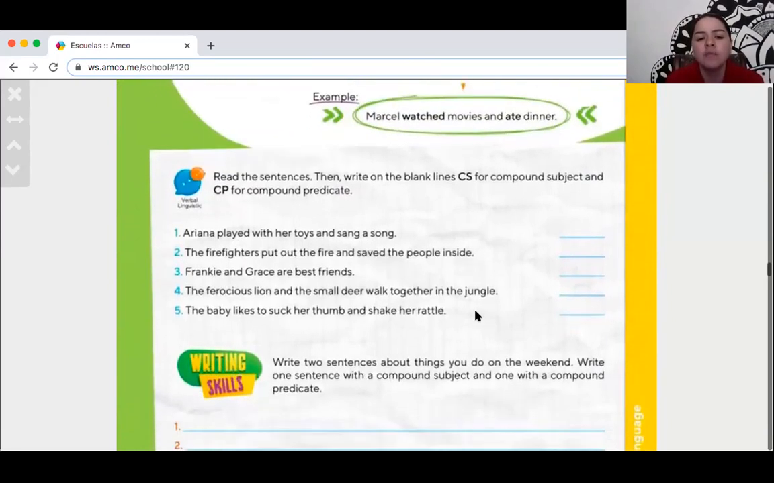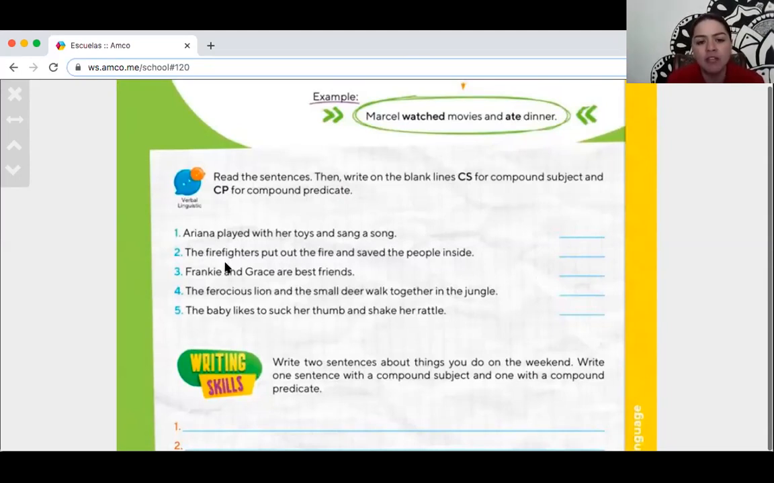Now, you must read these 5 sentences and then write in this part if it's a compound subject or a compound predicate. Ariana played with her toys and sang a song. What do you think this is? A CS or a CP? Yes, a CP, because she played and sang. She made 2 actions. We have 2 verbs here, so it's CP, compound predicate.